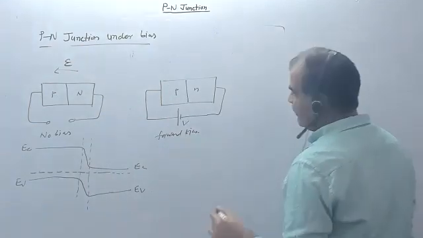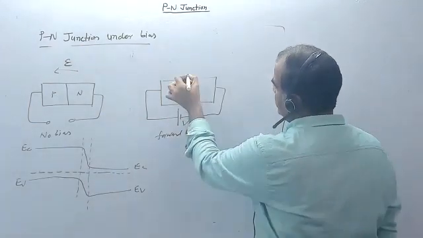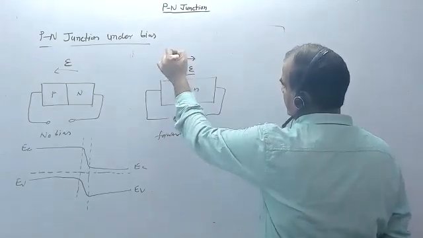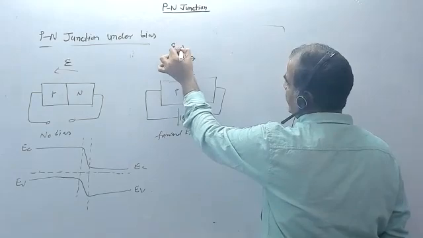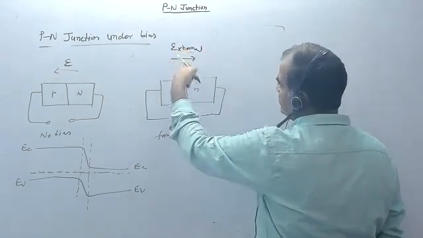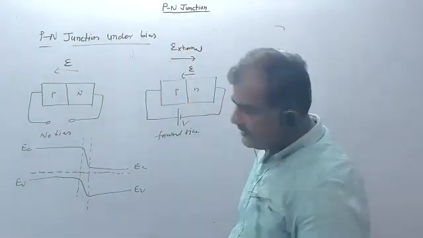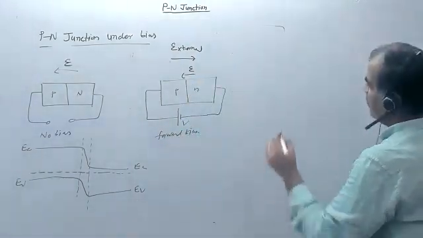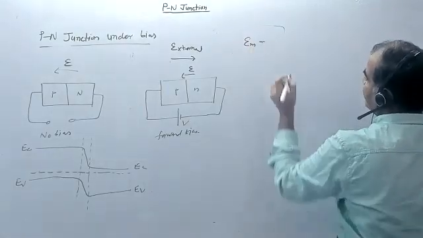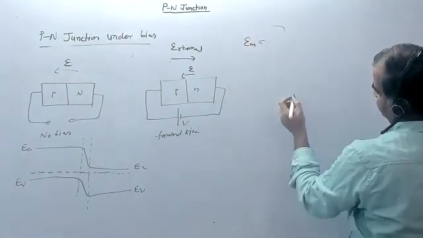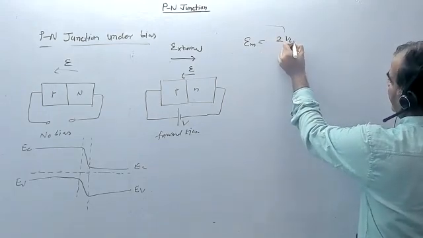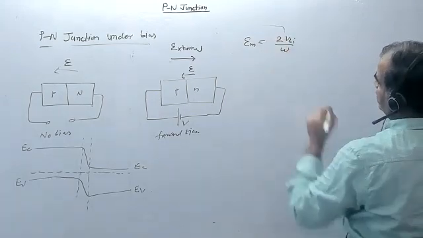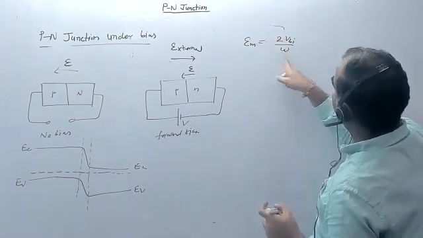Now I am applying an extra V, an external voltage. This will produce E external. Because of this, the existing E will reduce. What is the formula for E? We know Emax is 2 VBI upon W. This is the formula: 2 VBI upon W, equal to half W.